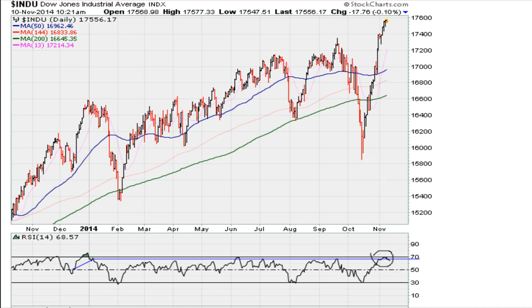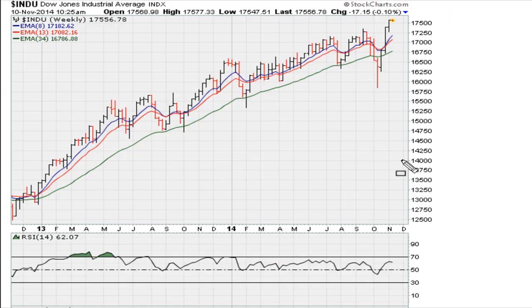Because of the length of this move here, it would not surprise me that we get a pullback. And that would also coincide with our weekly chart, saying that more than likely on a weekly basis, this is where we get a pullback in the Dow. Now this is Monday, so we don't know where the close of this weekly chart is going to be. But it would make sense that the rest of the week is down to confirm resistance. Okay, I hope that makes sense.